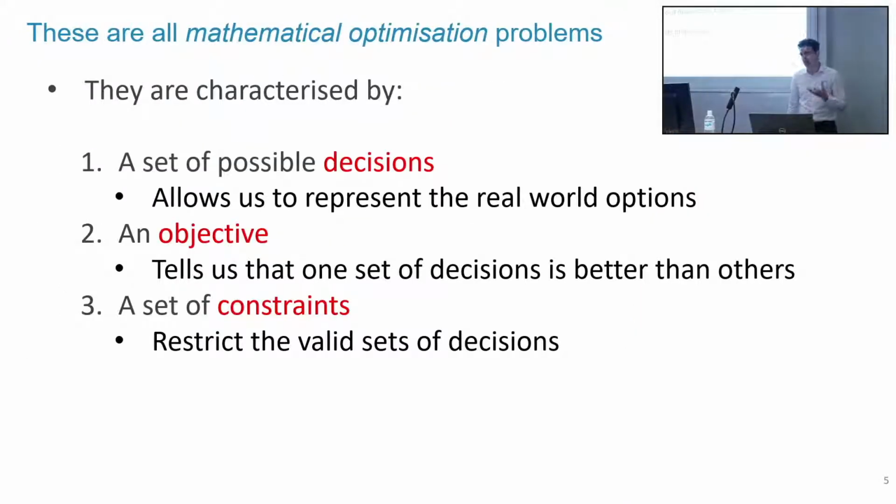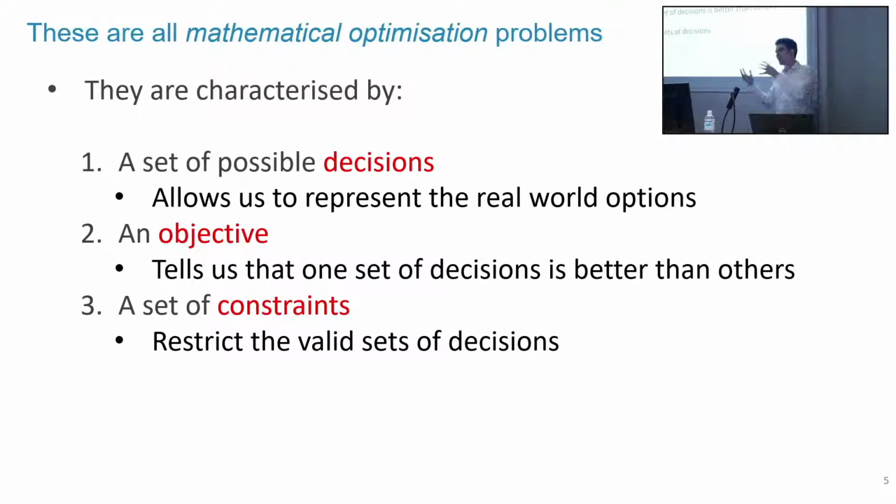All of these problems that I've described are mathematical optimization problems, and they're fundamentally characterized by 3 components. Every mathematical optimization problem, whether it's a continuous problem or a max f(x) problem, has 3 components. It has a set of decisions, the first one. You need to be able to represent your real life decisions as maths somehow. The second one is an objective. You need some way of saying, if I pick a bunch of values for those decisions, how do I decide that one is better than the other?